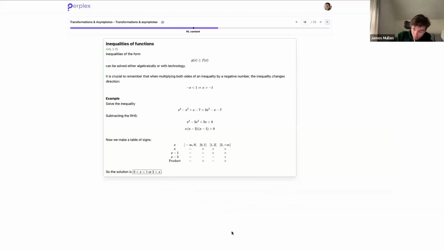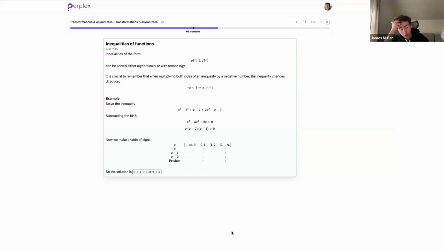So as an example, imagine I was trying to solve the inequality x cubed minus x squared plus x minus 7 greater than 2x squared minus x minus 7, right? So I subtract the right-hand side, and I bring everything to the left, and I get x cubed minus 3x squared plus 2x is greater than 0. That's nice. I can factor out x. You end up with a quadratic that you could factor. I'm not going to bore you with the details. Once you factor this, you find x times x minus 2 times x minus 1 is greater than 0.